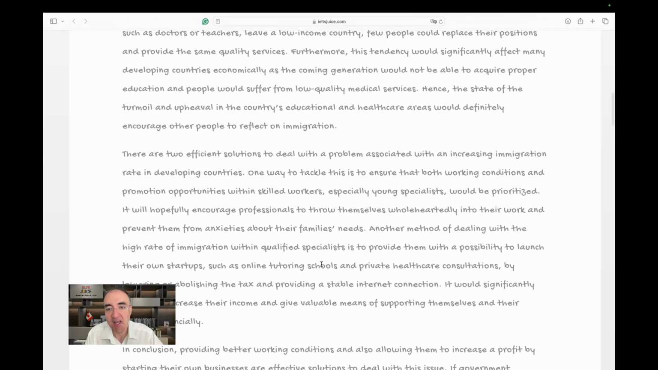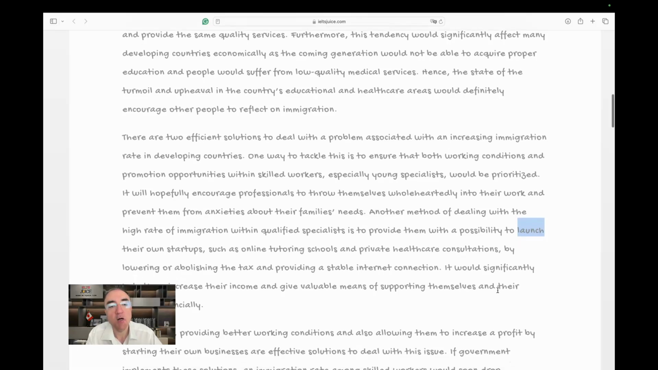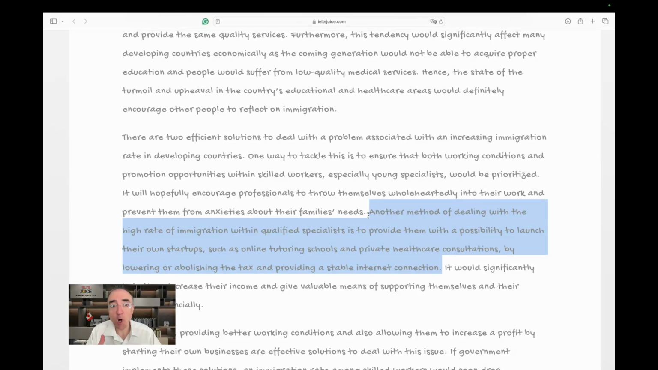Good, good. Another method of dealing with the high rate of immigration within qualified specialists is to provide them with a possibility to launch, correct, their own startups, such as online tutoring schools and private healthcare consultations. By lowering or abolishing the tax, lowering the tax and providing a stable internet connection. Wow. That was a long sentence. It had examples and explanation inside it. I mean, this is difficult, but the writer was able to pull it off.